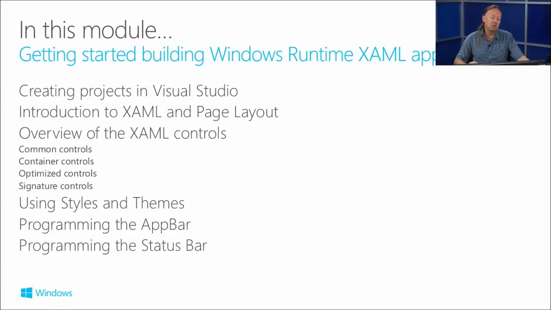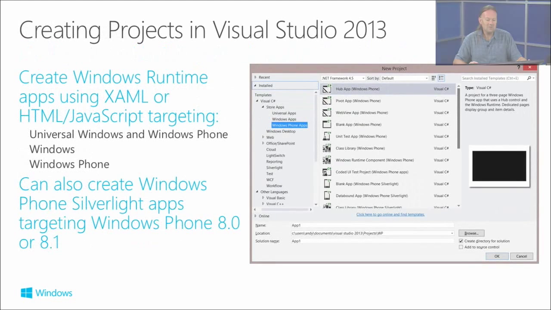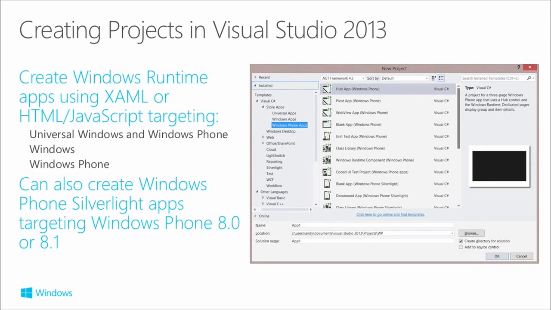So we're going to introduce XAML, if you haven't met it before, a little bit about how you lay out a page. And we're going to build a single-page app in this module, just one page, just to keep it simple. And a bit more detail about the controls we've got to use to build a UI, looking at stars and themes and the app bar and the status bar. So a lot of stuff. I'm going to keep the pace up, I'm afraid.